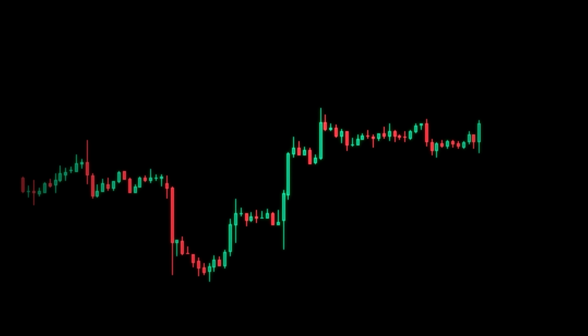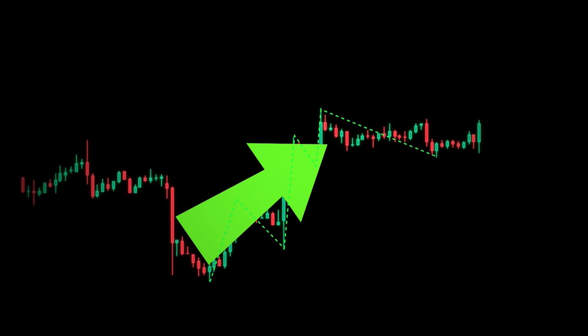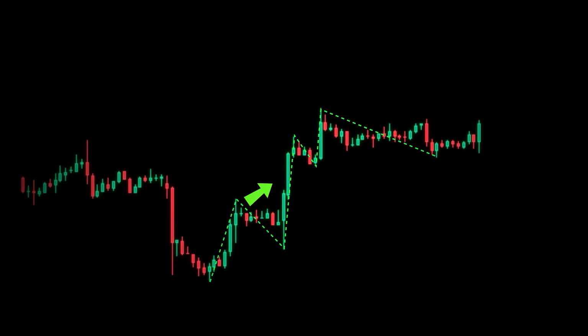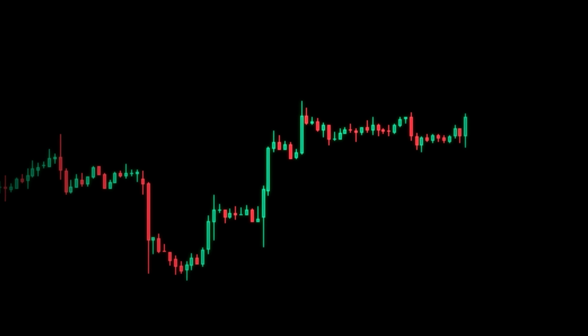Now we're going to cover hidden divergence. In this example, the market is trending up. It's a bullish market, so we should be looking for long opportunities. If we want to get in the trend, we're going to look for hidden bullish divergence.